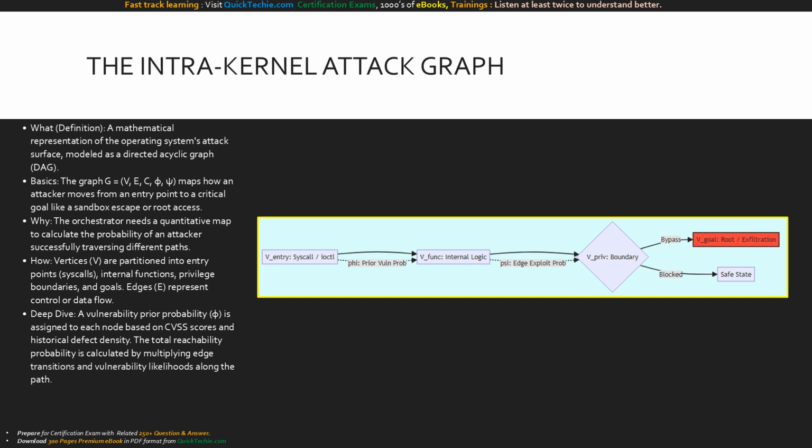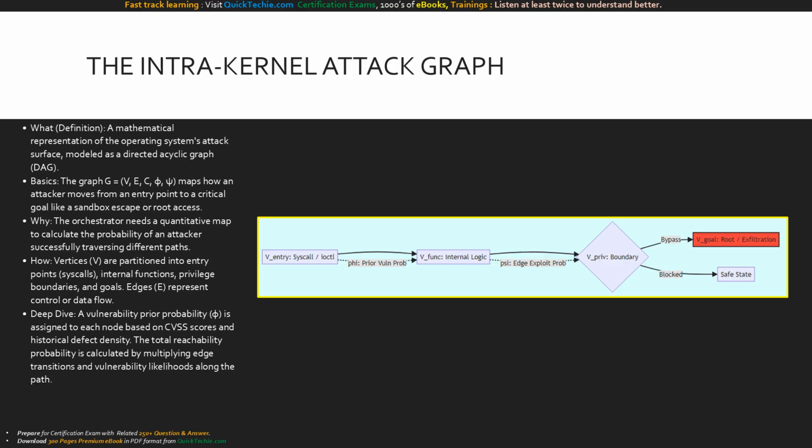Let's walk through this attack graph architecture. An attack begins on the left at an entry node, like a syscall or ioctl. The attacker attempts to move to an internal logic function. The dotted line labeled phi represents the mathematical prior probability that a vulnerability exists here. From the internal function, the attacker hits a privilege boundary. The transition depends on psi, the probability that the edge is exploitable. If the bypass succeeds, they reach the critical red node, the attacker goal, achieving root or exfiltration.